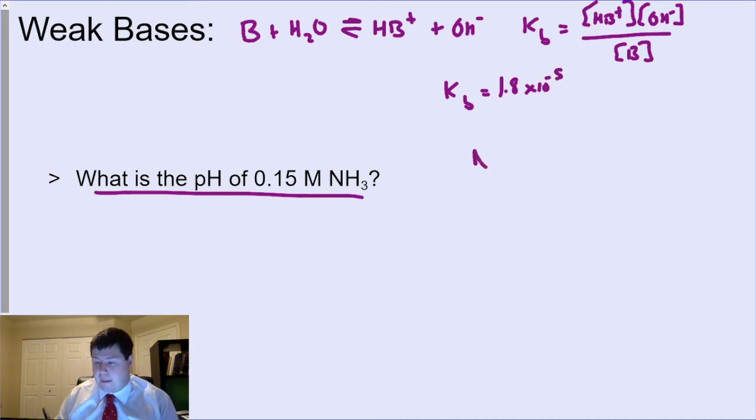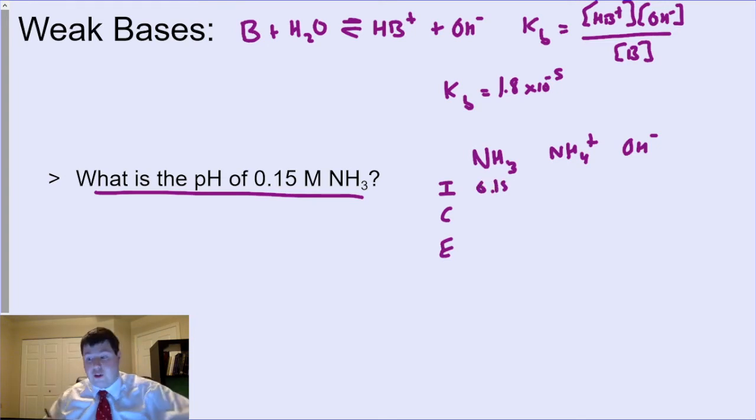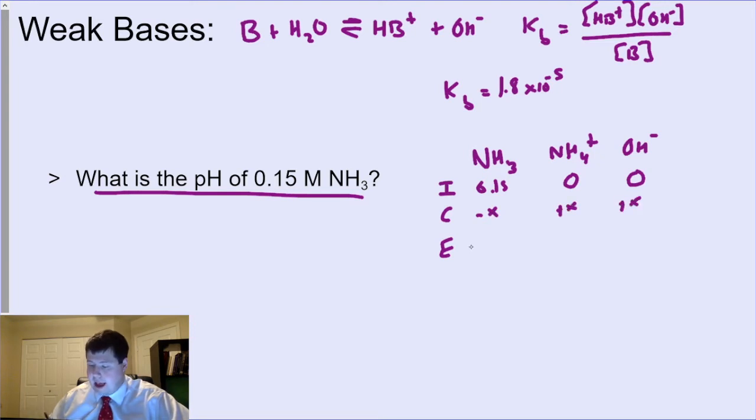Setting up my ice table, my base is NH3, my conjugate acid is NH4+, and then I have OH-. Initially, I have 0.15 molar of the NH3. I'm going to assume we start with 0 of each of the NH4+ and the OH-. This is going to go down by an amount x, up x, up x, and I finally get my equilibrium concentrations: 0.15 minus x, x, and x.